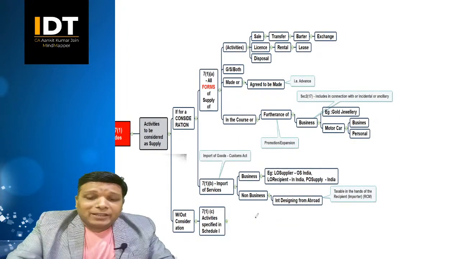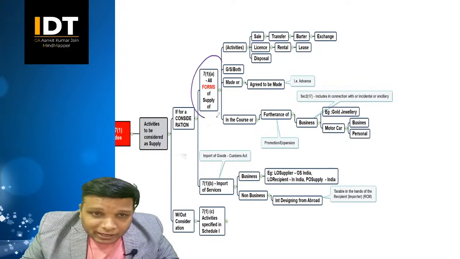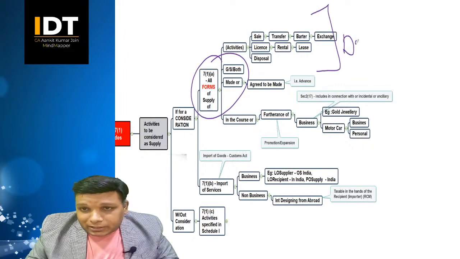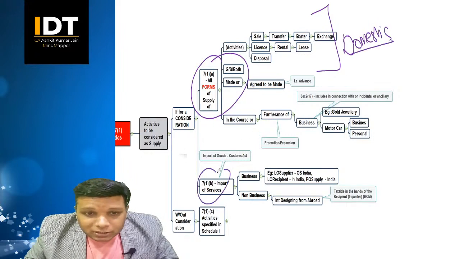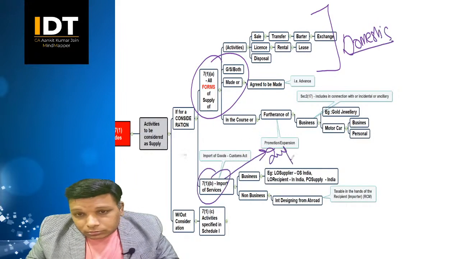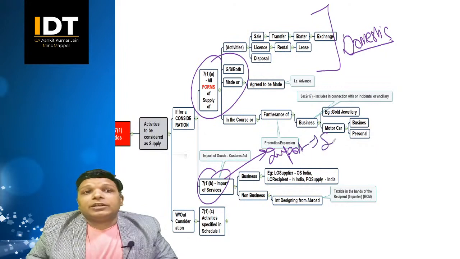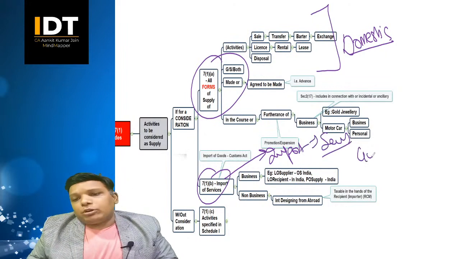7.1c. So हमने पहला क्या देखा? 7.1a spoke about all the domestic transactions. 7.1b spoke about import, specifically import of services and not import of goods. Why? Import of goods is covered under what?